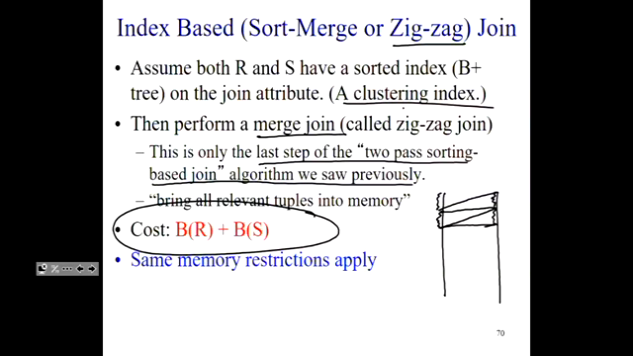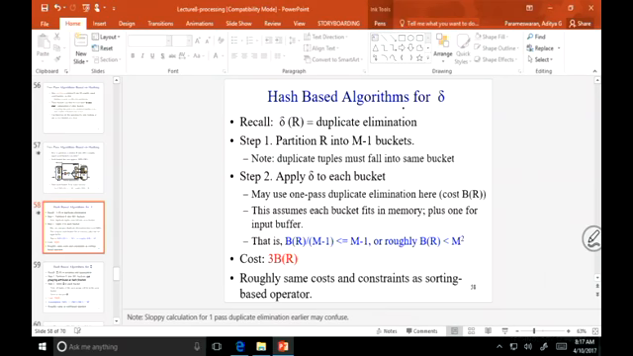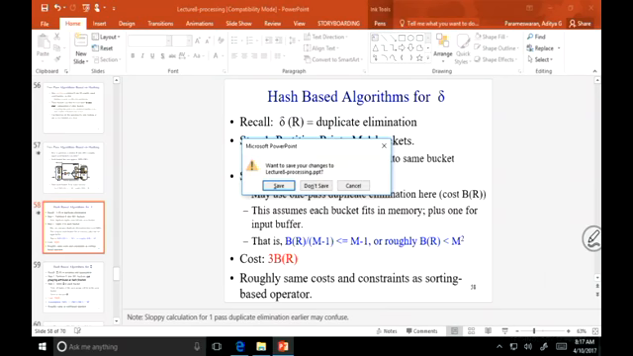It's essentially a merge join. You have indices on both the relations, and you're skipping the sorting step by exploiting the indices on the two relations. All right then. So that's it with the query processing. Let me switch over to query optimization.